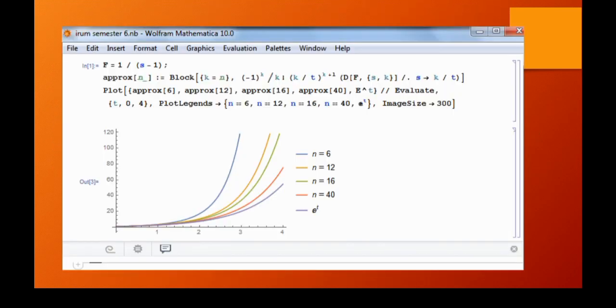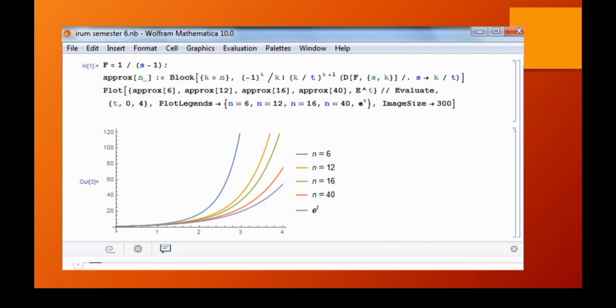So we can plot this function in Mathematica. After plotting with these commands, we get the following plot. For n equals 40, we get the red curve. For n equals 16, we get the green curve, for n equals 12 we get the orange curve, and for n equals 6 we get the blue curve.